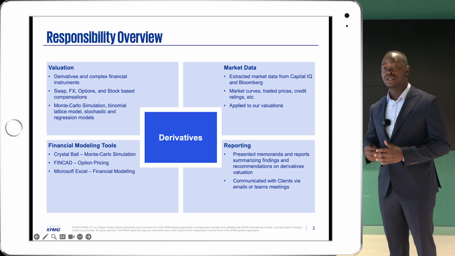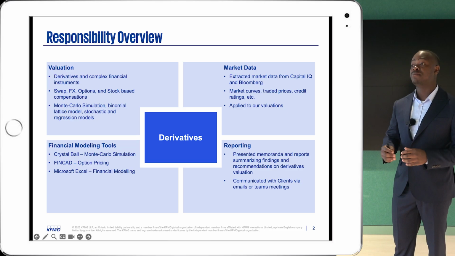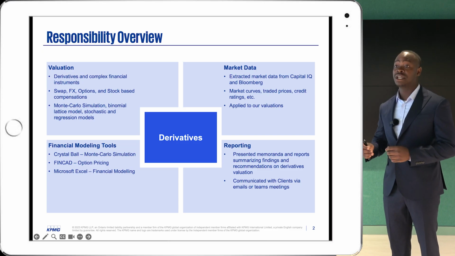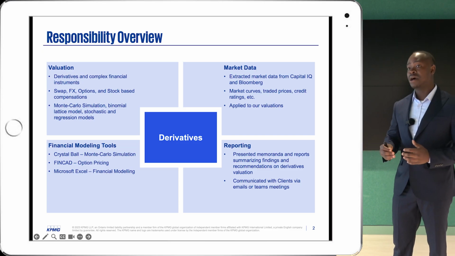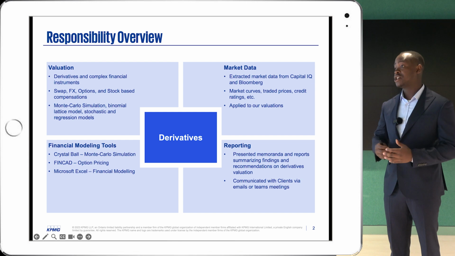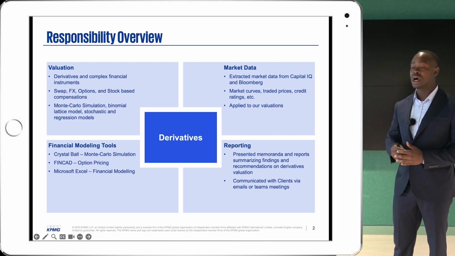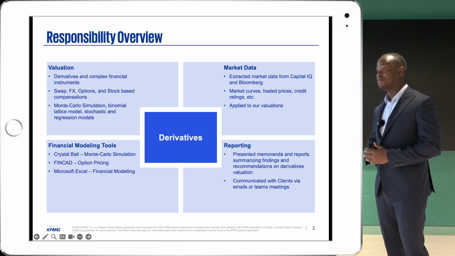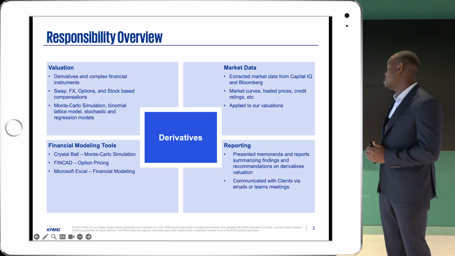If the swap was collateralized, then I would take the Bloomberg valuation and use it directly. But if it wasn't collateralized, then I would have to take an extra step and build an Excel model to account for the CVA adjustment to find the specific value for it.